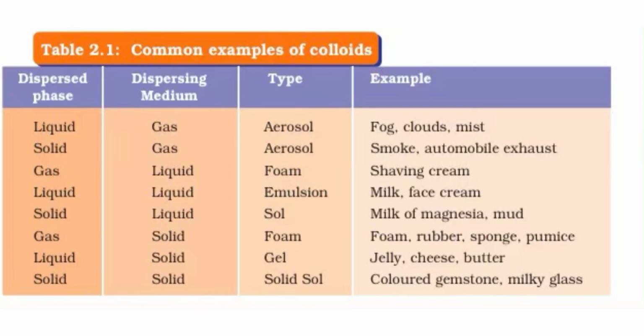Next is foam, rubber, sponge, etc. The type of colloid is foam. Here dispersed phase is gas and dispersing medium is solid. Next is jelly, cheese, butter, etc. They belong to type of colloid called gel. Here dispersed phase is liquid and dispersing medium is solid. Last one is colored gemstone, milky glass, etc. They belong to type of colloid called solid gel. Dispersed phase is solid and dispersing medium is also solid.